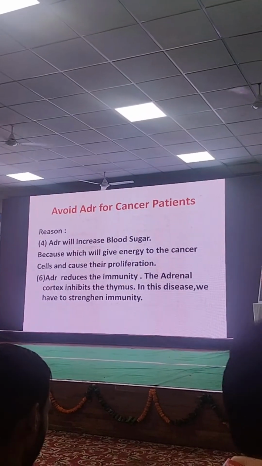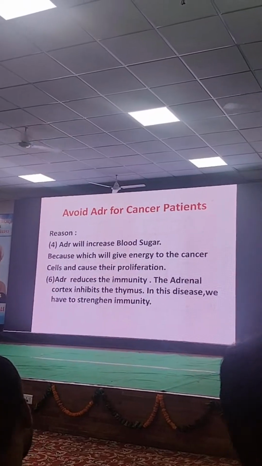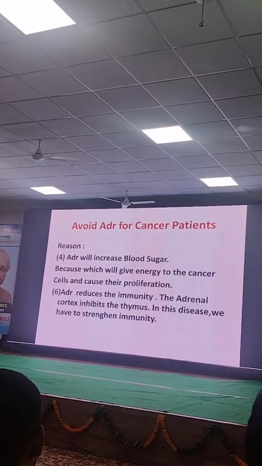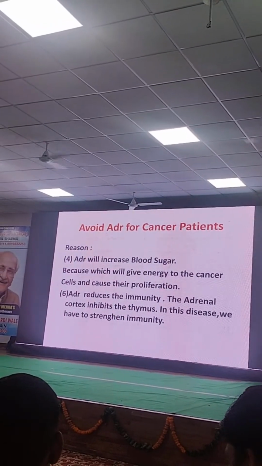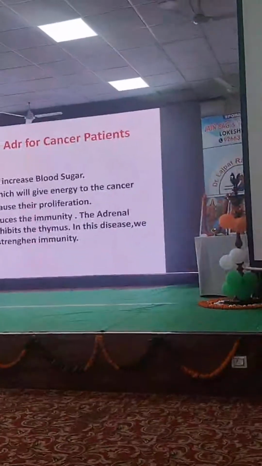Avoid area in cancer patients also. Reason: area will increase the blood sugar because it will give energy to the cancer cells and cause their proliferation. What is proliferation? Multiplication. It will multiply.